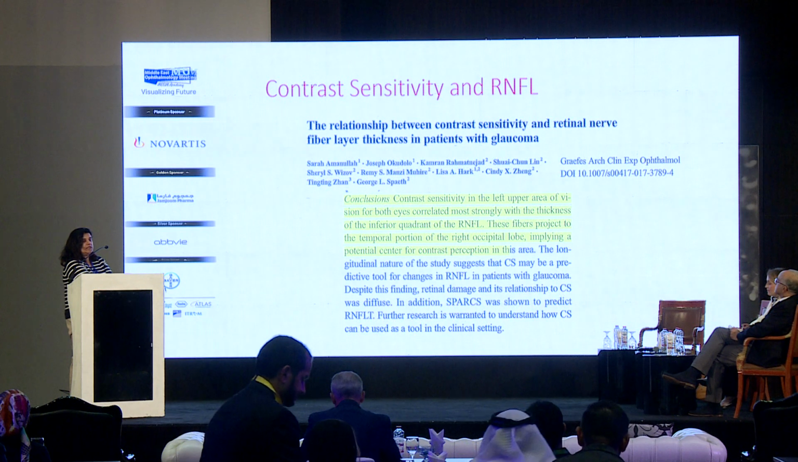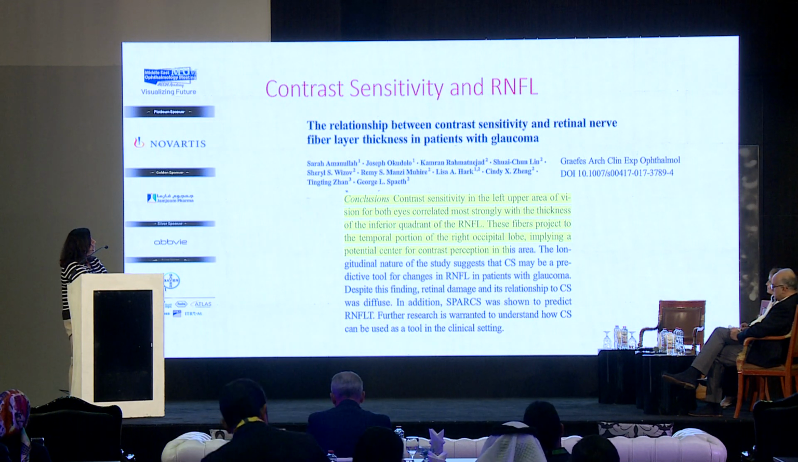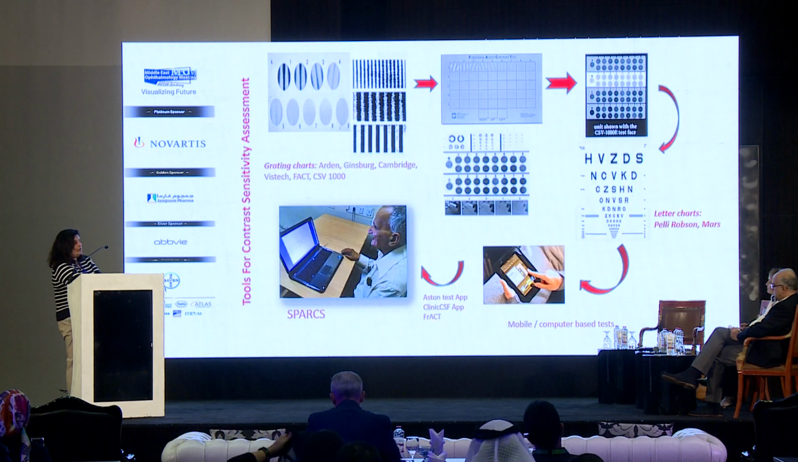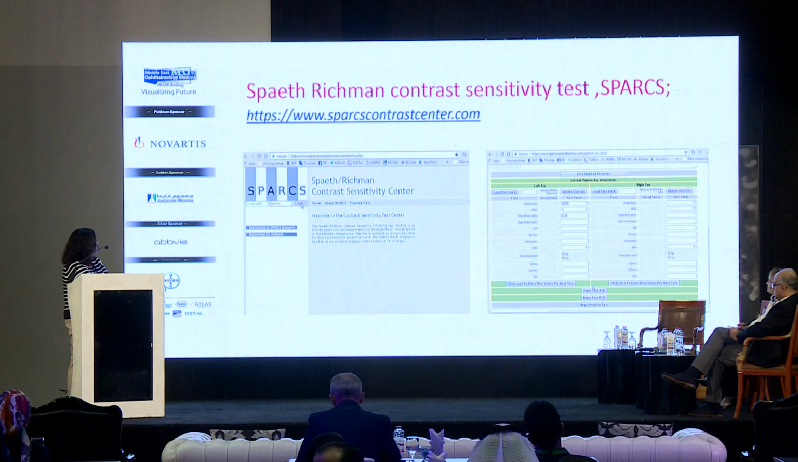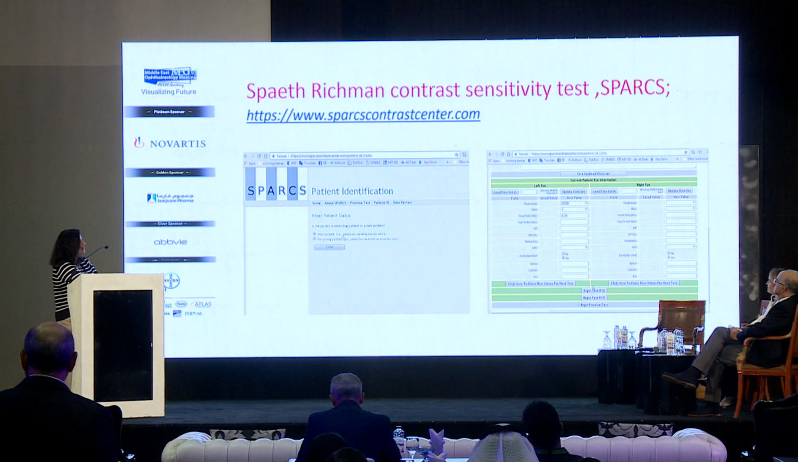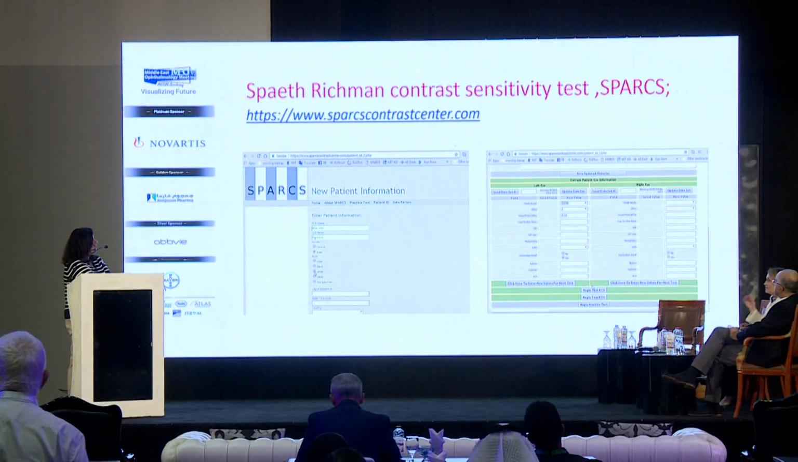There have been other studies that correlate the drop in contrast with the drop in retinal nerve fiber layer thickness. We have moved way beyond the grating-based charts to the letter charts, and now we have different mobile and computer-based tests. This newer test uses a web-based tool which checks both central and peripheral contrast, and that's what I've been using for the past couple of years. It is an online test. You just need to log in. There is no charge for the doctor or for the patient to undertake the test.